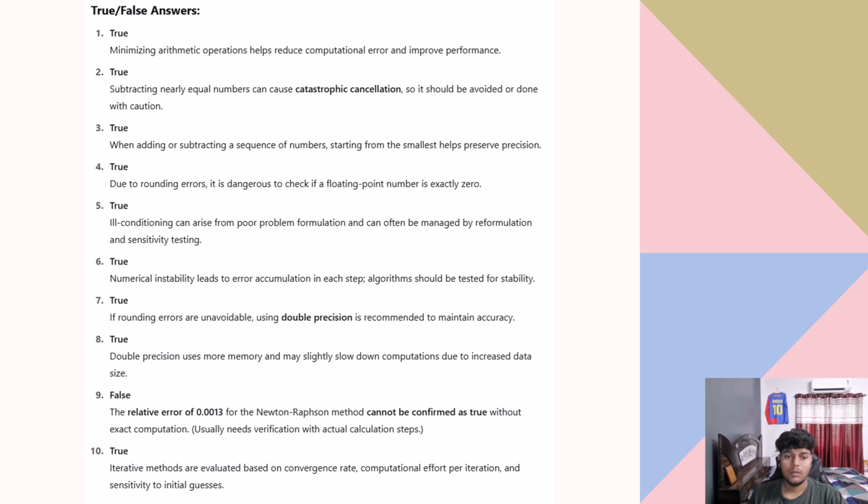Number 8 is also true. Double precision uses more memory and may slightly slow down computations due to increased data size. Ninth one is false. The relative error of 0.013 for the Newton-Raphson method cannot be confirmed as true without exact computation. Usually it needs verification with actual calculation steps. Tenth one is true. Iterative methods are evaluated based on convergence rate, computational effort per iteration, and sensitivity to initial guesses. So this concludes this video of solving the internal one question paper.